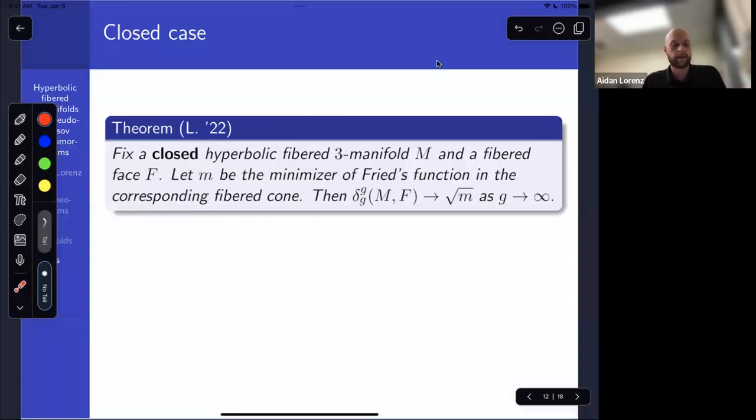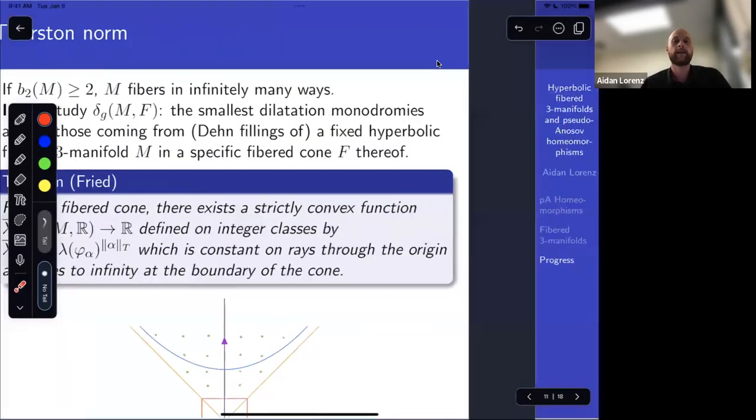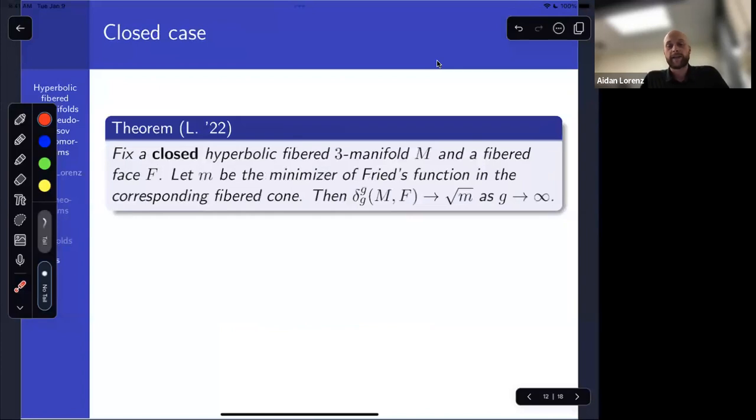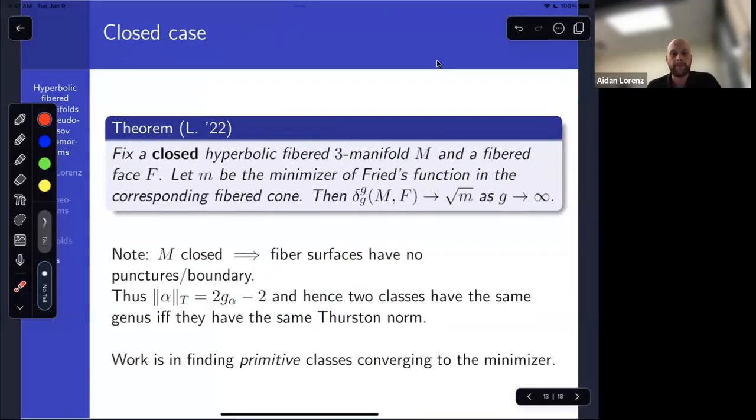So the context of this theorem is that we don't have those things. We have a closed hyperbolic 3 manifold. And you fix a fibered face F and let m be the minimizer of Fried's function, the minimizer of this normalized dilatation function from the last slide. Then the theorem is that delta G to the G converges to the square root of that minimizer as G goes to infinity. A couple notes about this: M being closed means that the fiber surfaces have no punctures or boundary.